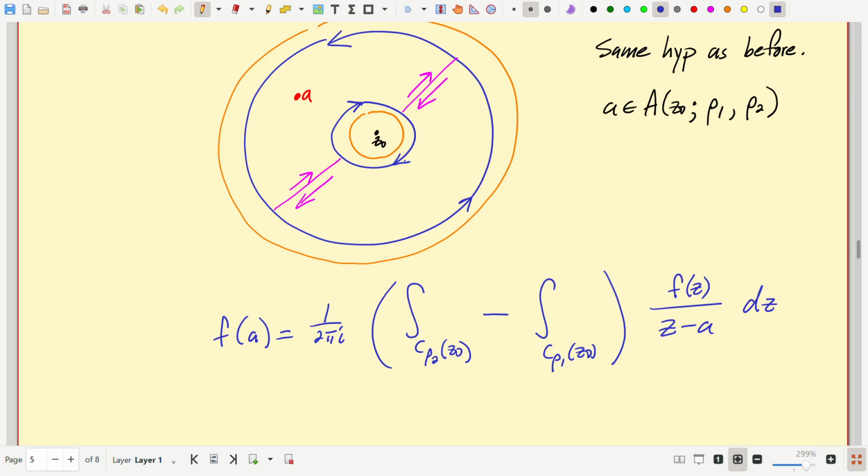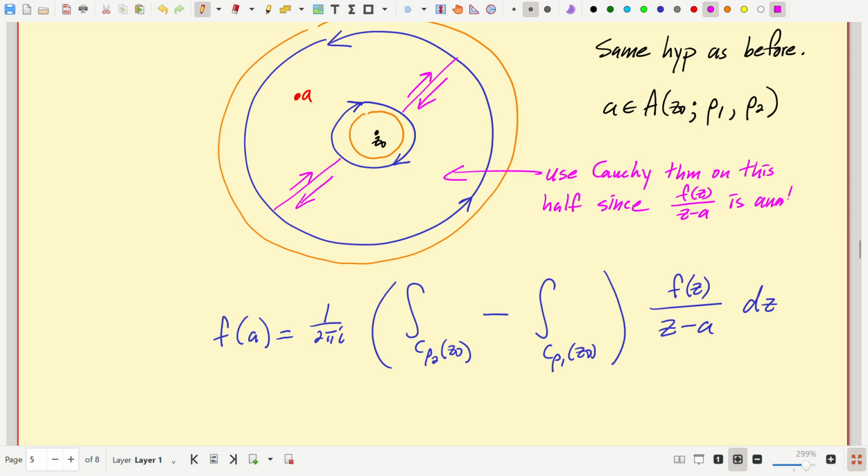Okay, so when I add those two halves up again, I get the Cauchy theorem on this side. So use the Cauchy theorem on this half, since the function inside the integral is analytic there. So f of z over z minus a is analytic inside and on the curve.